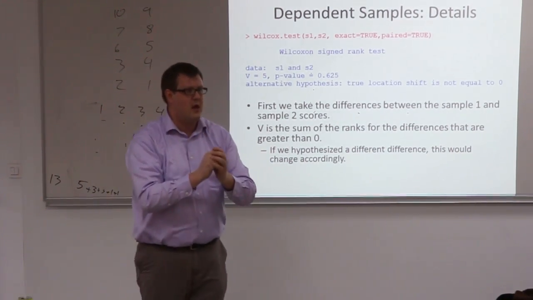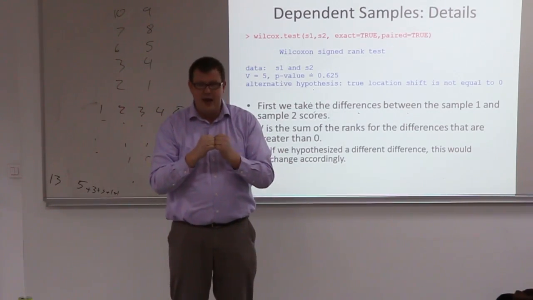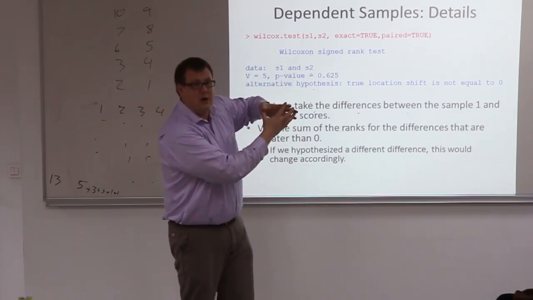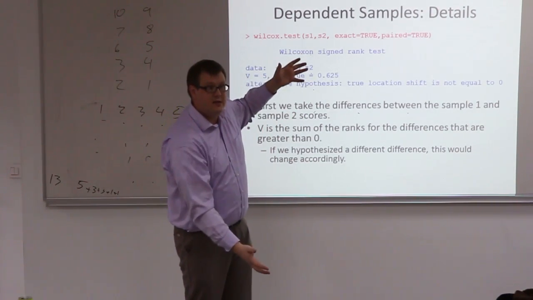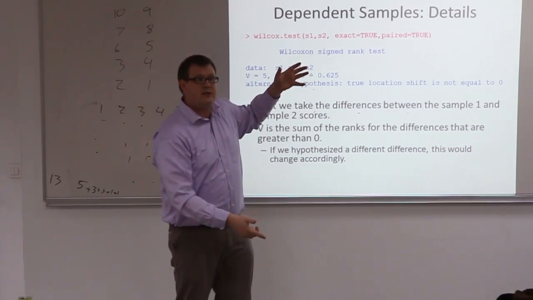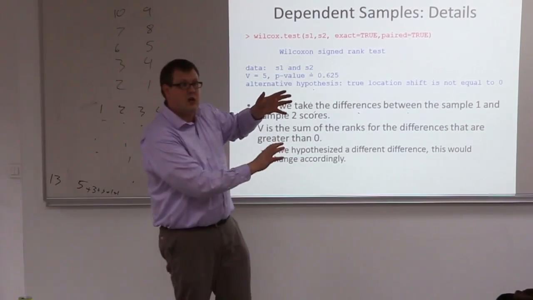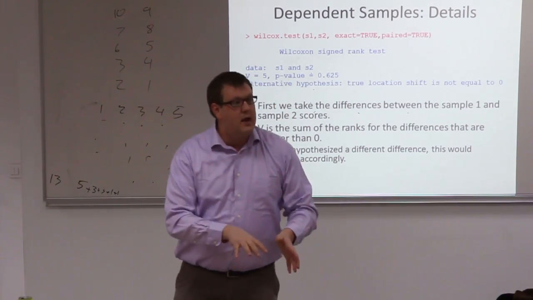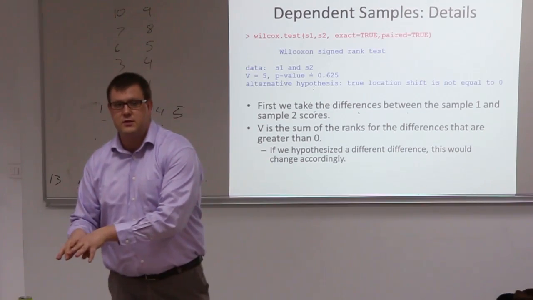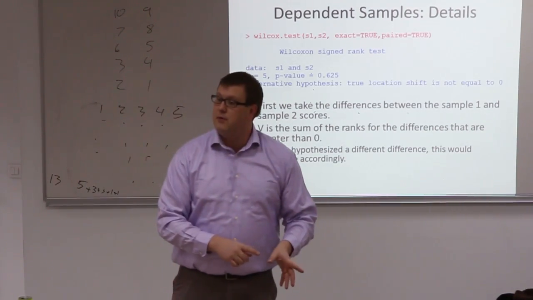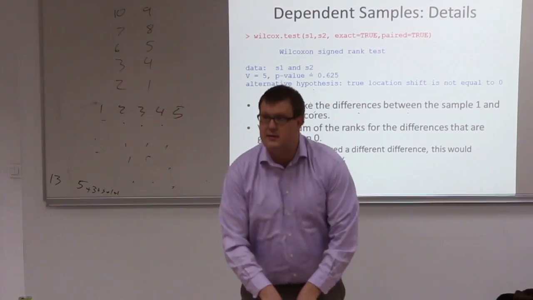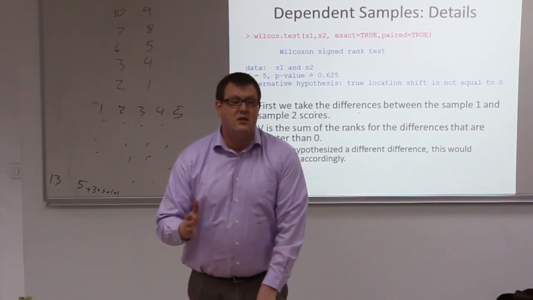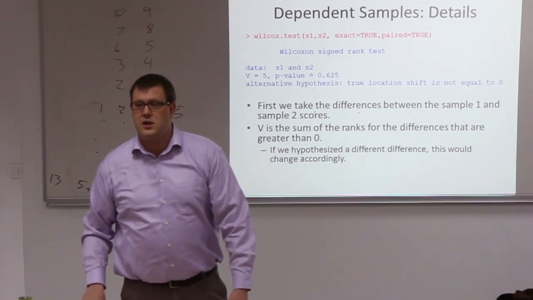So there's no difference. If we take a difference and that difference is negative, then we're going to rank the absolute differences, but we're going to remember which of those differences come from a positive difference and which come from a negative difference, right? And then we will sum up the ranks that correspond to the positive differences, just like in the one sample version, where we summed up the ranks associated with the scores that were above the hypothesized mean and median.